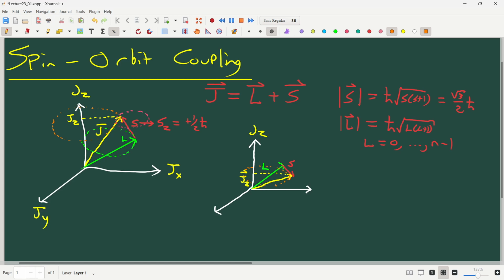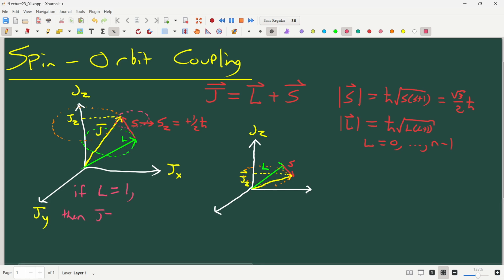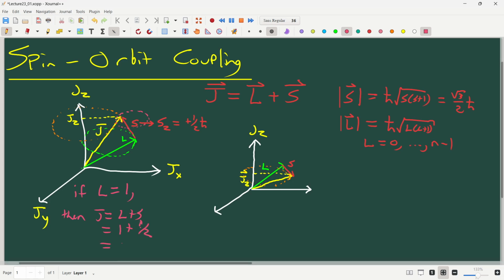Right? And the way that we would write this, again, that J here, if L is, let's say, equal to 1, then J is L plus S. That's 1 plus 1/2, which is 3/2. Right? So we have a total angular momentum of 3/2, greater than the orbital angular momentum, because the spin is applying a positive supporting torque to the angular momentum.